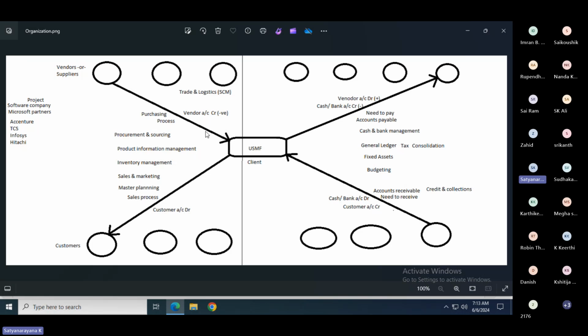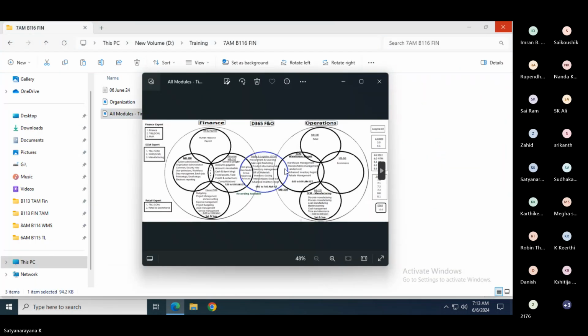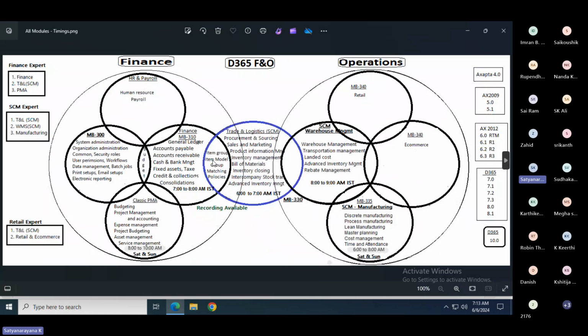All these modules are part of finance. And to some small extent, in trade and logistics, you are going to learn small topics, like how to set up an item group. Some common topics you are going to learn.